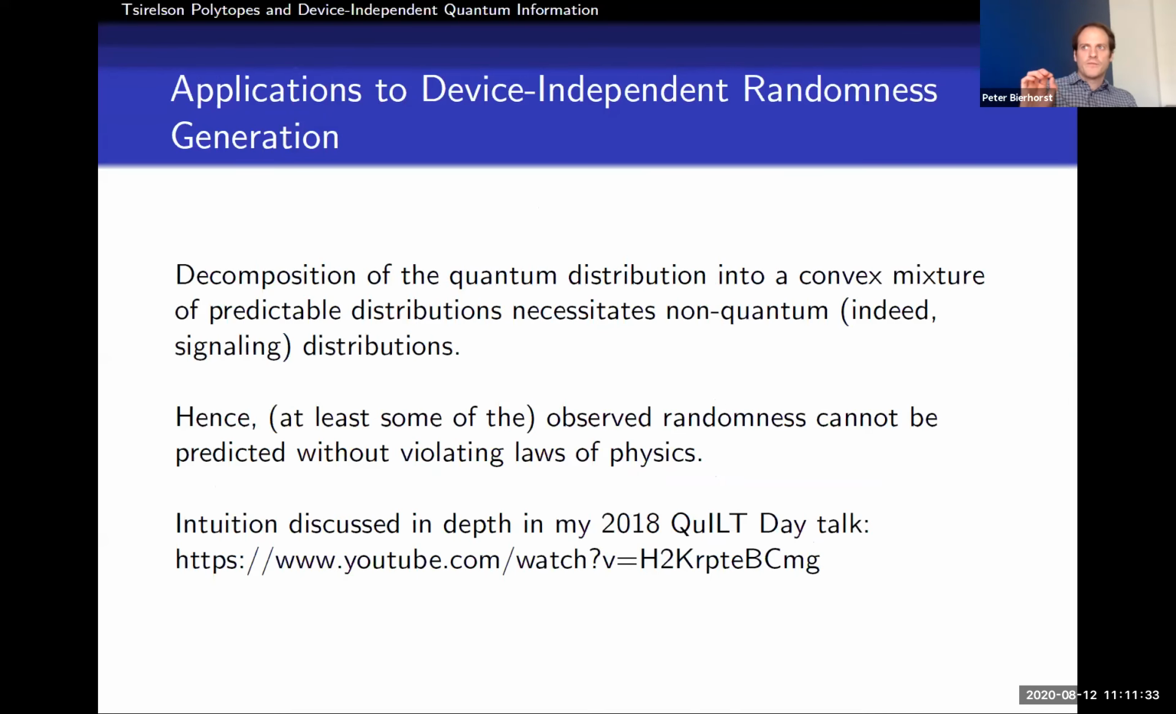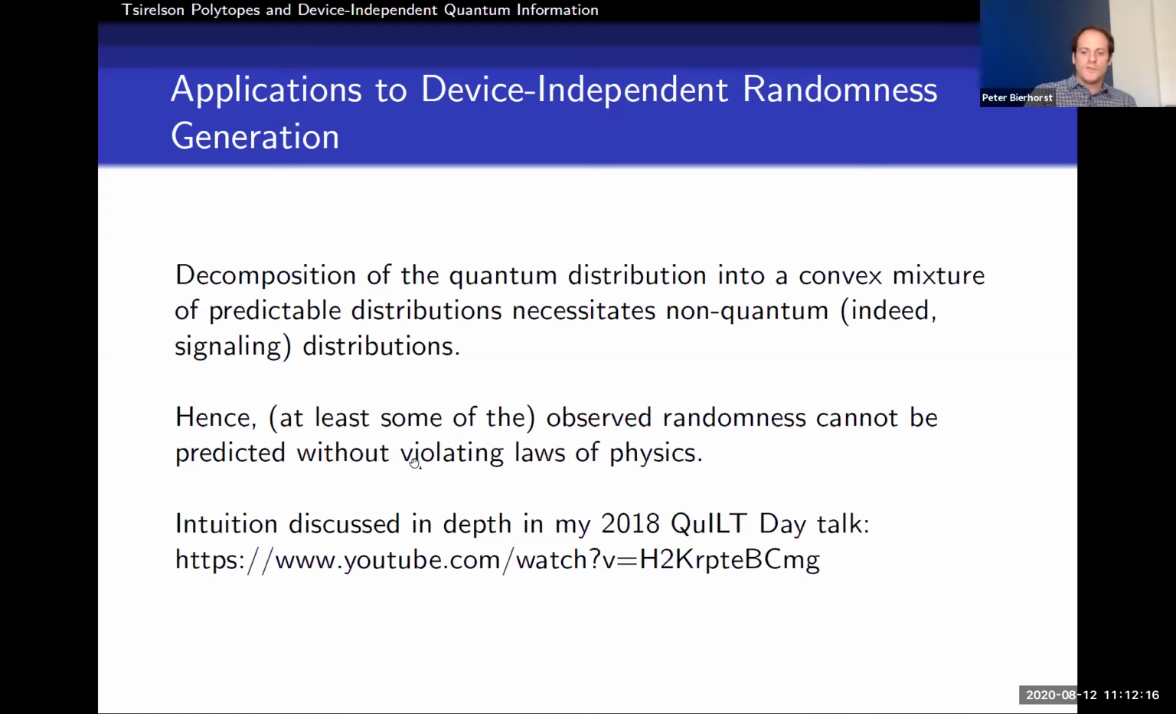We have quantum distributions that violate Bell inequalities, and they have to contain some randomness. I'm talking about it a little bit on this slide, and I talk about this at length in my last Quilt Day talk. Here's the YouTube link for it. I don't have time to talk about that intuition today. But if you're violating a Bell inequality and you've got an Alice over here and a Bob over here, you've got some randomness that just cannot be predicted, unless you're violating signaling faster than the speed of light.